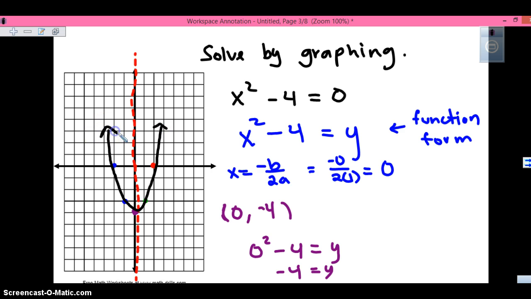Now, what would the solution to this equation be? The solution would be the 2 points at which the parabola crosses the x-axis. So in this case, what would the solution be? Plus and minus 2. Positive 2 and negative 2.